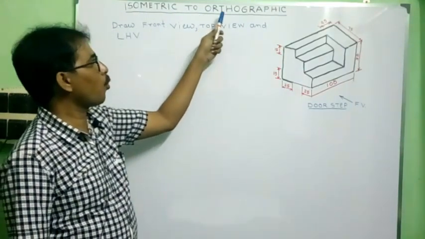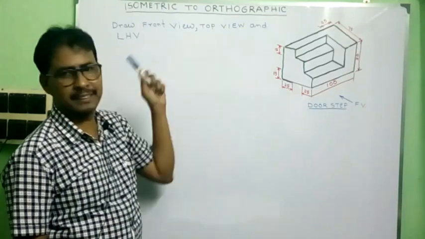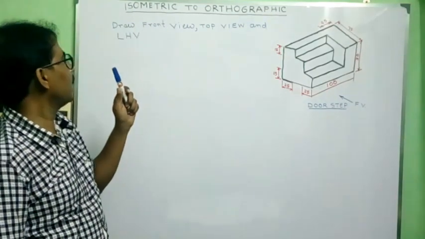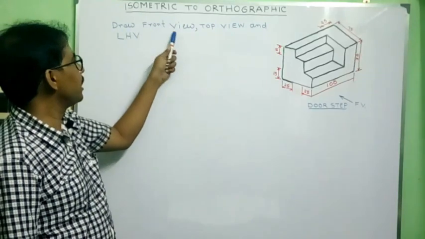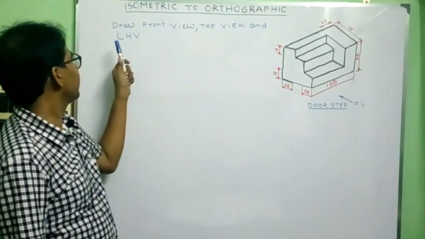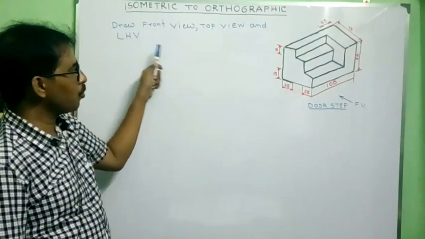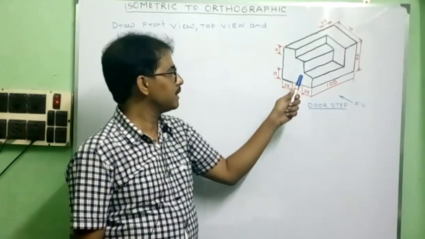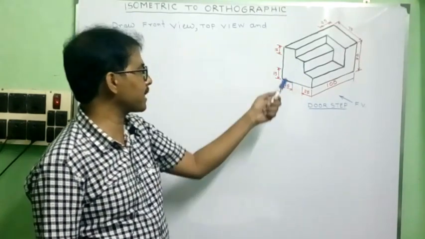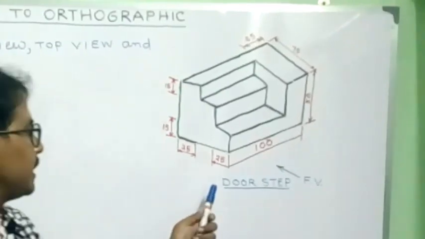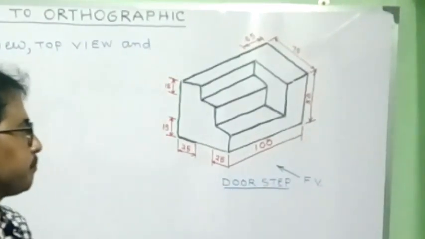Isometric to orthographic projection. We draw the front view, top view and left side view of the following object. This is an isometric object. Actually it is a doorstep.